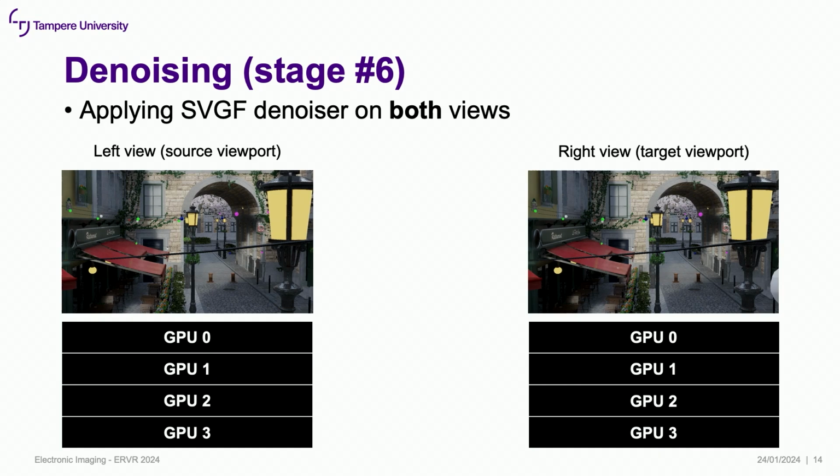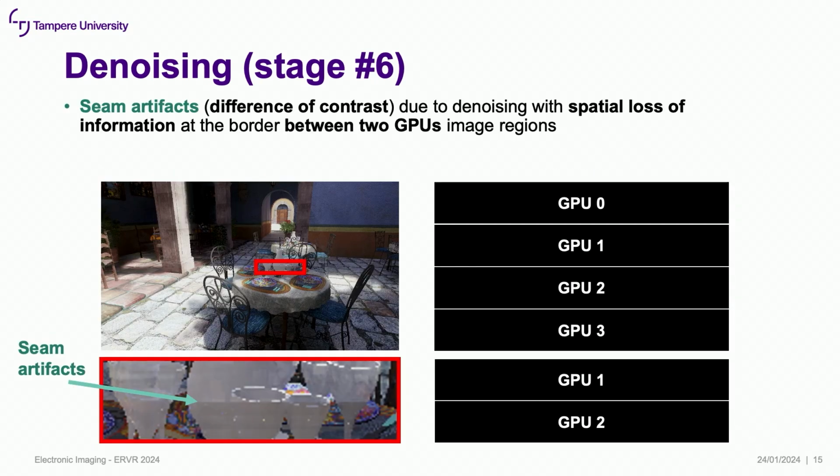Then the images are noisy, so now we want to apply a denoiser. Here we apply the SVGF denoiser. Now we see that, okay, we have good looking images. But for denoising, there is a problem. Maybe you did not notice it in the two pictures here, but here I just zoomed in. You can see that we have what we call seam artifacts. This is just a difference of contrast, and with this difference of contrast, you are able to see a line.